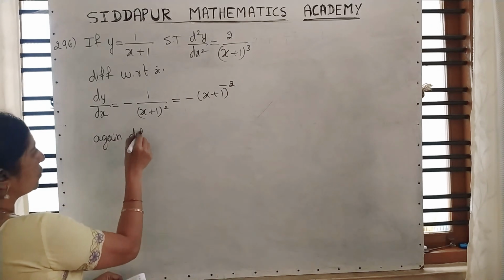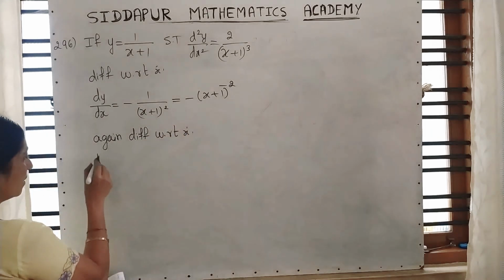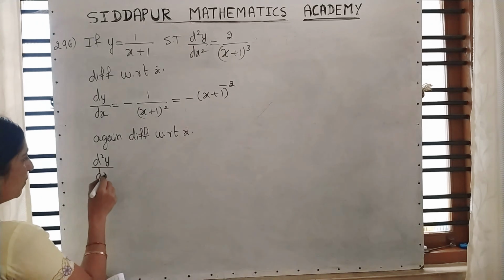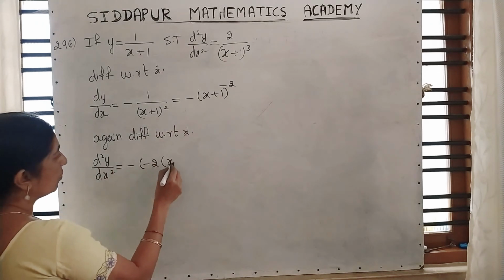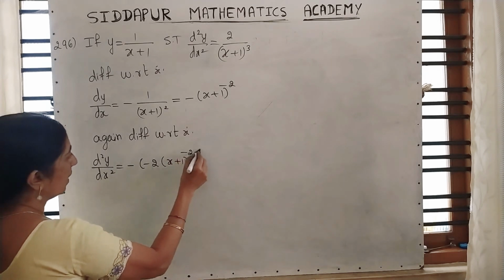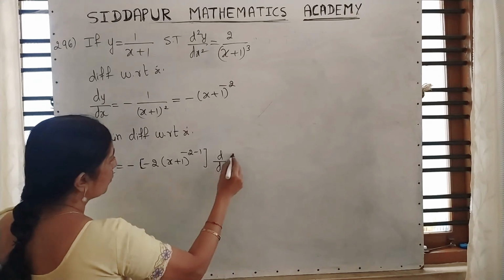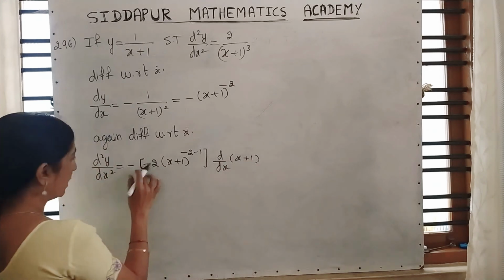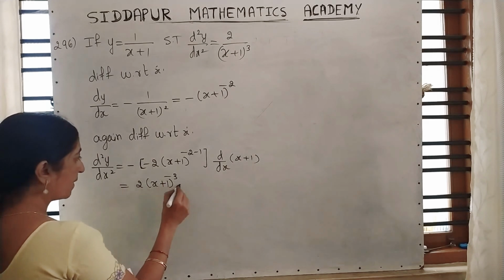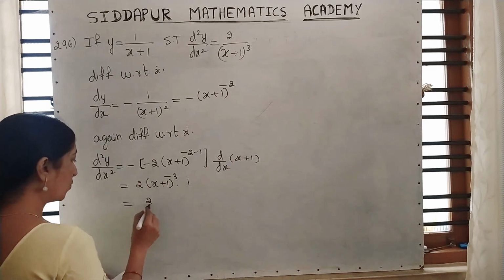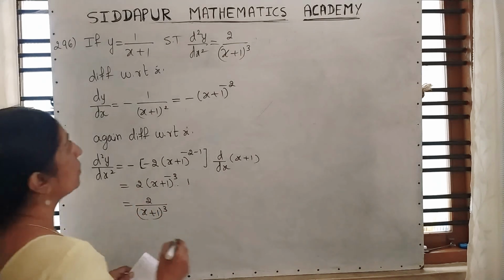Again differentiating with respect to x. D square y upon dx square, minus as it is, minus 2 into x plus 1 raised to minus 2 minus 1 into differentiation of x plus 1. This minus into minus becomes plus, into 1. It is 2 upon x plus 1 raised to 3.